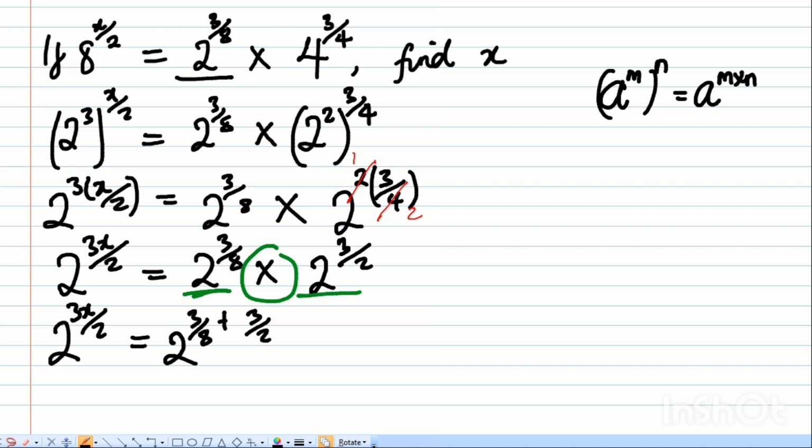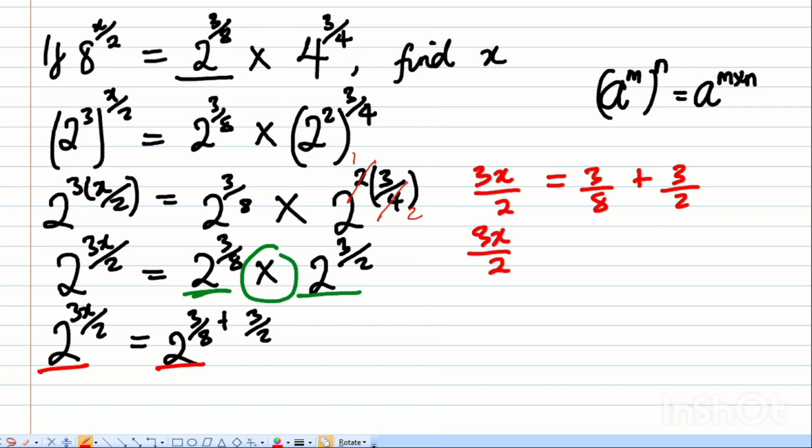Now at this point, we're going to say, okay, since the bases are equal, right? When we're saying that this base is equal to this base, then the powers must be equal also. So we're going to say that 3x over 2 must also be equal to 3 over 8 plus 3 over 2. I'm just equating the powers now.